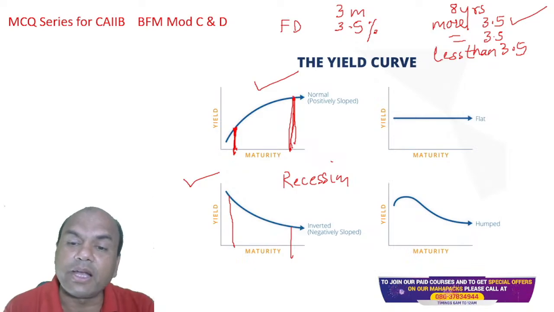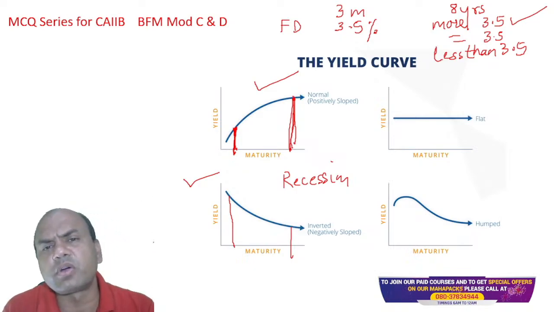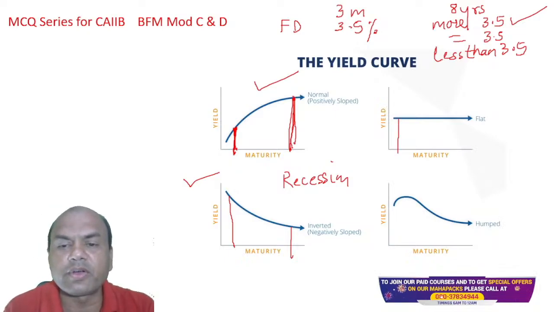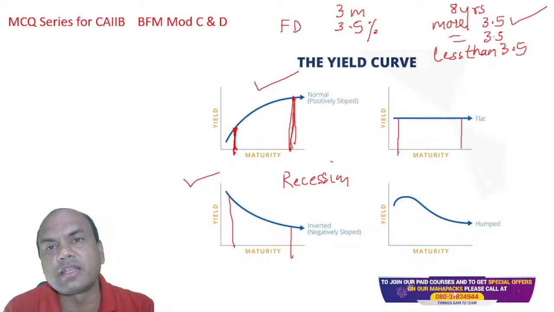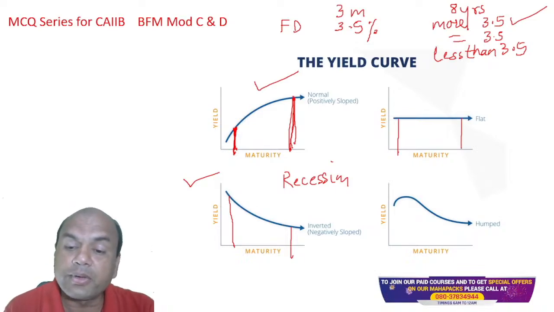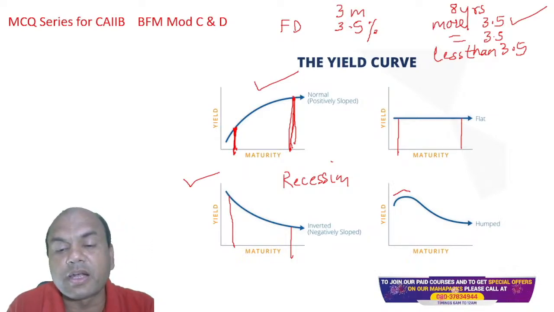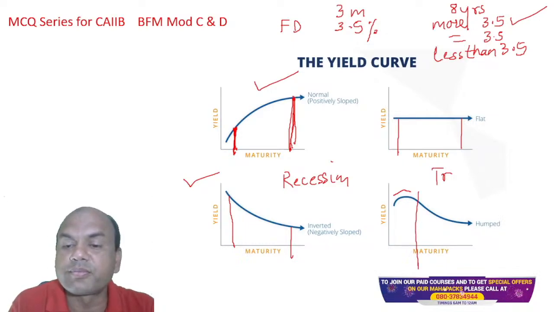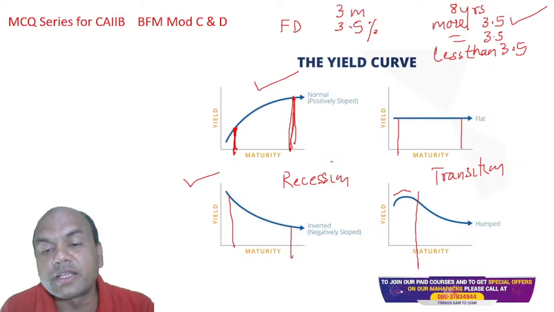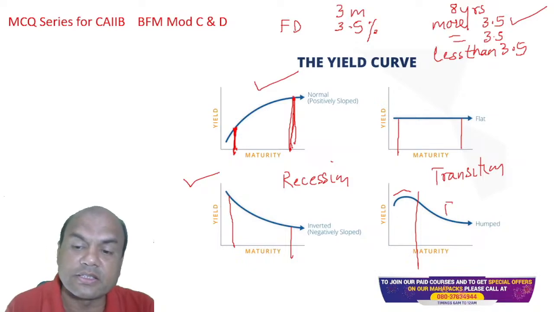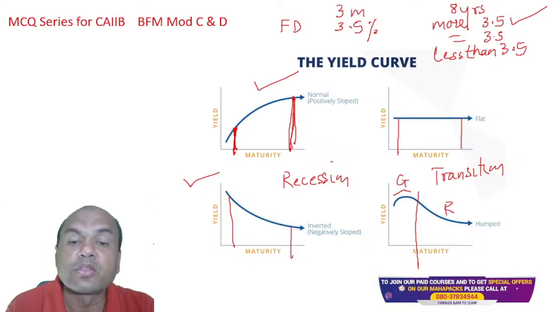Now what is the flat yield curve? A flat yield curve means the country is not growing at all, not going down, not going up. The 3 months rate of interest will be the same as the 10 years rate of interest. Then there is the humped yield curve. Humped means there is slight growth in the initial period, but later again recession. This is known as transition. It grows in the initial years and then transits to a lower growth phase. Here it is recession, here it is growth. So these are the four yield curves.